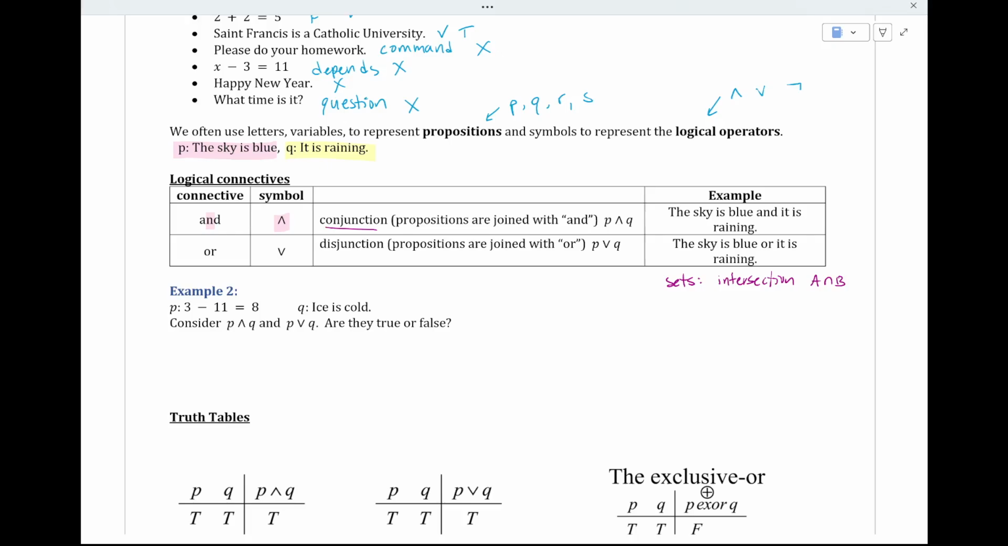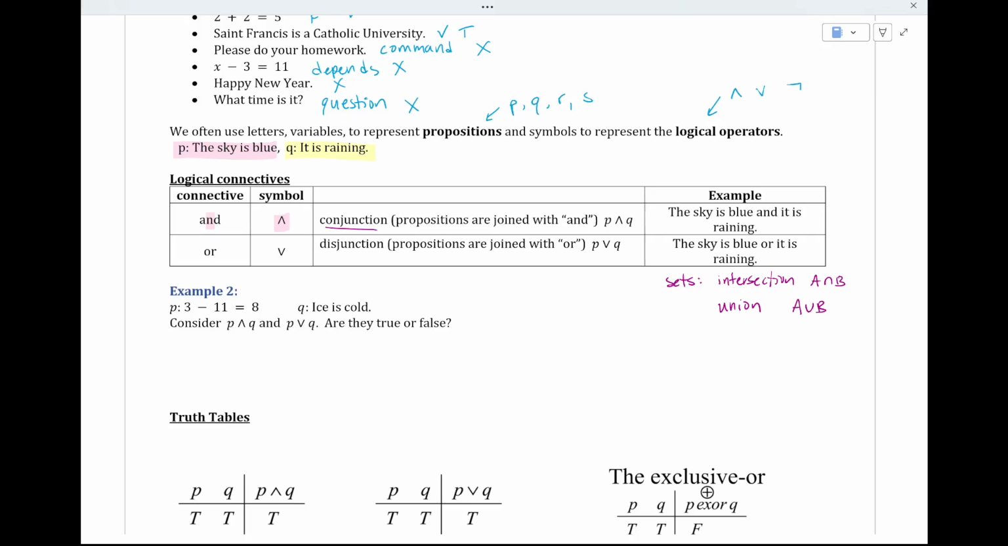Next up is or, logical connective or. And in sets, that is similar to the union. A union B, A or B, is called the disjunction. It's joined with or. P or Q, the sky is blue or it is raining.